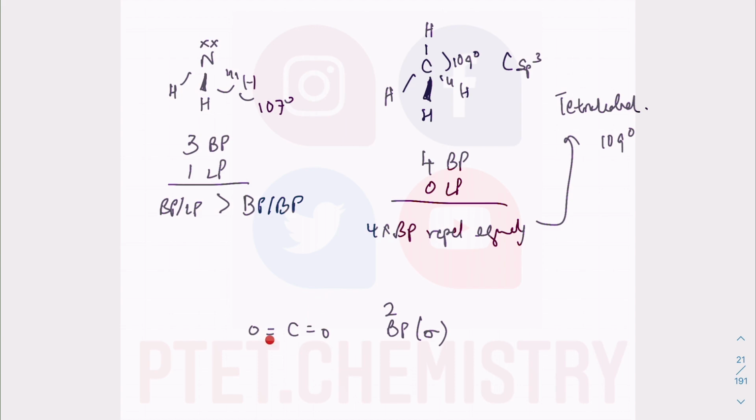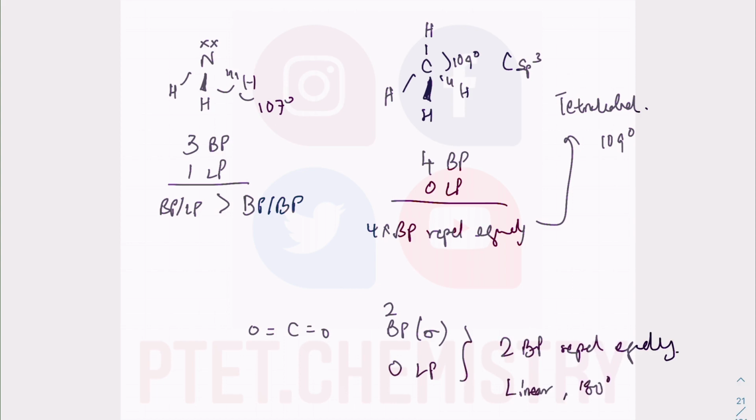When you have a double bond, you have 1 sigma and 1 pi, 1 sigma and 1 pi altogether. You have 1 sigma there and 1 sigma there. So 2 sigma around the carbon, but 0 lone pair. 2 bond pair repel equally. So this is explaining VSEPR. Yeah? Linear shape, 180 degrees.